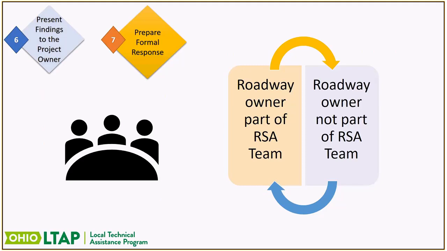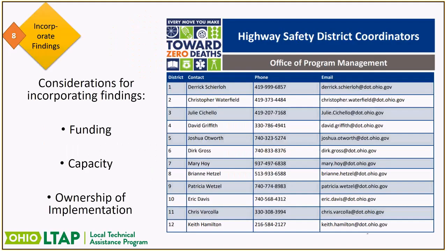The way I look at it is, here in Ohio, our roadway ownership, because of home rule, they own the road. I'm not going to go out and do an RSA on someone's road unless I've had discussion and they're included and invited. So that's a big reason why we have them as a part of that roadway safety audit team from the very beginning.